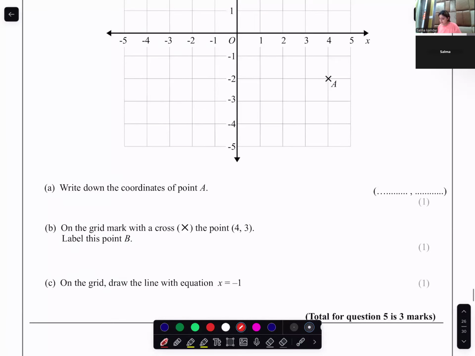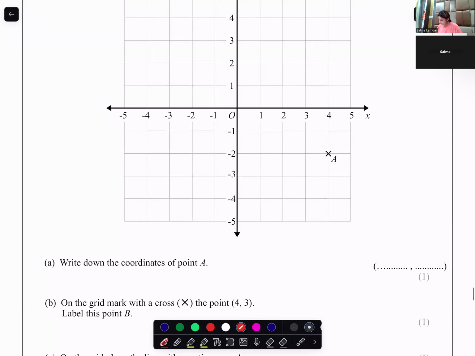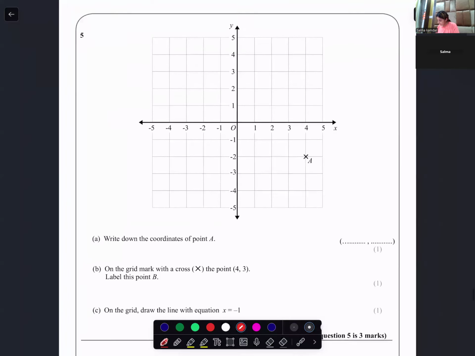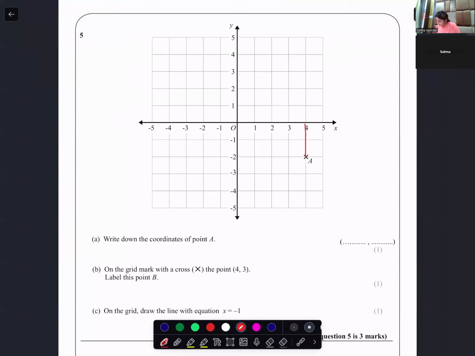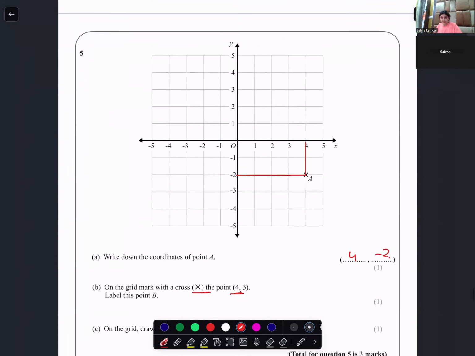You can do the next sums yourself. Coordinates of point A for -2. On the grid, mark with a cross point 4, 3. Okay, and label it as point B. 4, 3.